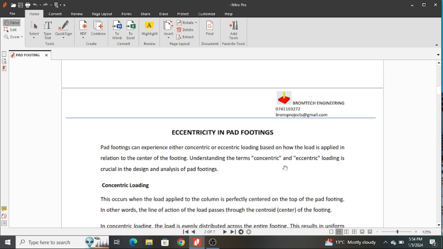Understanding the term concentric and eccentric is crucial so that you can know which one means it is at the center and which one means it is not at the center. It has some eccentricity value. And when we talk about concentric, this means the column is at the center of the footing. And when we talk about eccentric, it means that the column is at the edge of the footing or it is moved from the center. There is some distance from the center of point of action of the load to the center of the footing.